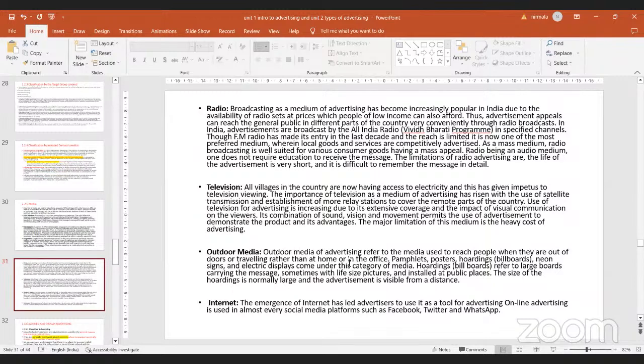When you compare it with the other forms of advertisements like television, broadcast media advertisement, radio is a medium where you can advertise at a lesser price. Also, because of the regional language FM channels you have, many marketing organizations will go for radio advertising to reach out to their promising consumers.